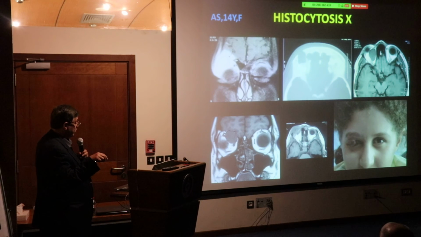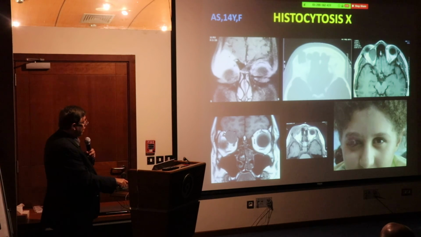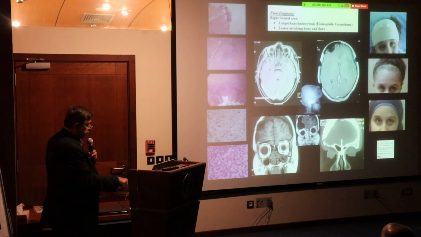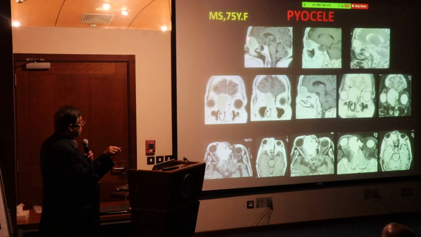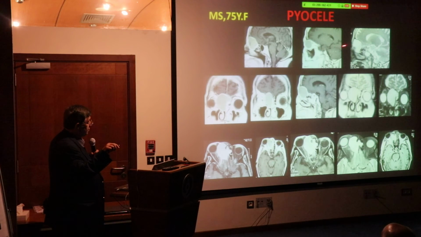And this one case of mine, which we presented in this room, you can see the lesion here, bony destruction. Is this a tumor or what? This was histiocytosis. This is, of course, before surgery, and this is after surgery when we remove the lesion. This is the histology. Pyocele, pus in that area, very much looks like leptomeningeal cyst in the roof of the orbit.